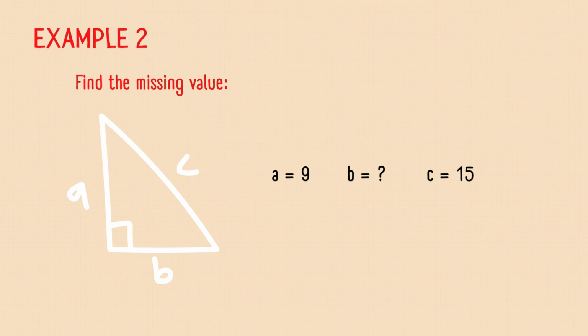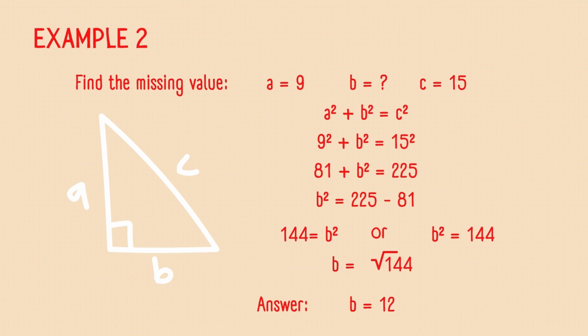So let's plug in the values that we know into our equation. The equation is A squared plus B squared is equal to C squared. My A is 9, my B is an unknown, and my C is 15. So 9 squared is 81. I don't know the value of B. So 81 plus B squared is equal to 15 squared, which is 225.